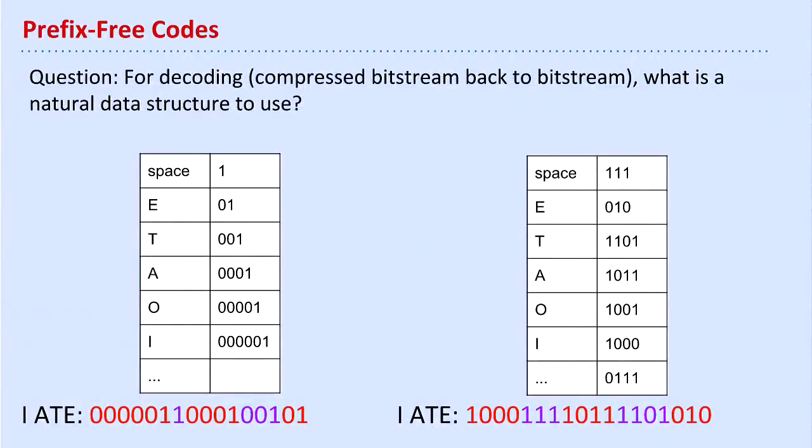How about the other way? Let's suppose I want to decode. So I'm given a long sequence of bits. The bit sequence is 00001, 1, 00001, 00101. And I want to take this and repeatedly find the correct character and then move on to the next. What data structure should we use? You get 30 seconds.